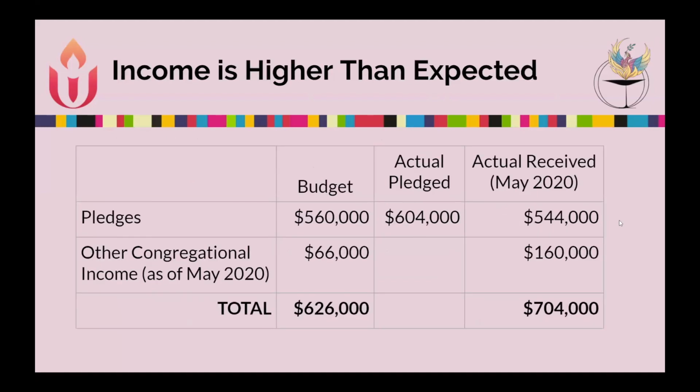Our income is higher than expected. Our budget was 560,000 with other income of 66. We actually are almost close to, we got pledges to 604. Our actual pledges in so far are 554, but we've gotten $160,000 of other congregational income, which puts us significantly higher than where we thought we were going to be. Again, thank you to all of you for your generosity. Next slide.